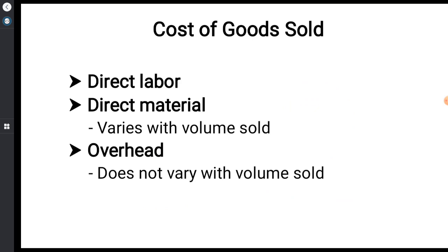And for simplicity, this section in the textbook assumes that overhead is constant, even though we will express it as a percentage of the sales in our next example.